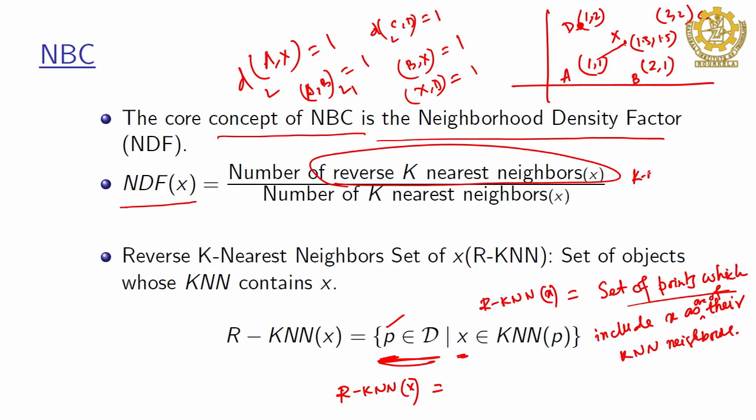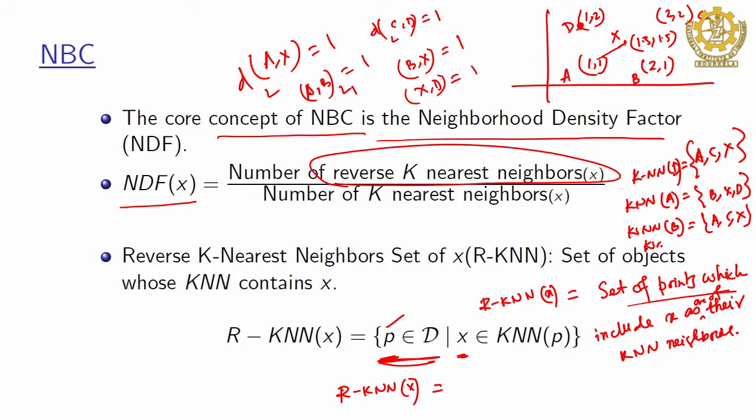So, the kNN of D will be A, C and X. What will be the kNN of A? The kNN of A will be B, X, D. What will be the kNN of B? It will be A, C, X. What will be the kNN of C?